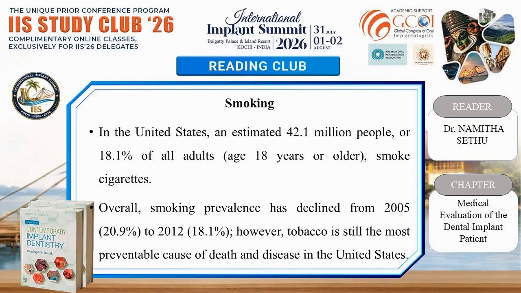Smoking. In the United States, an estimated 42.1 million people, or 18.1% of all adults, smoke cigarettes. Overall smoking prevalence has declined from 2005 to 2012, from 20.9% to 18.1%. However, tobacco is still the most preventable cause of death and disease in the United States.